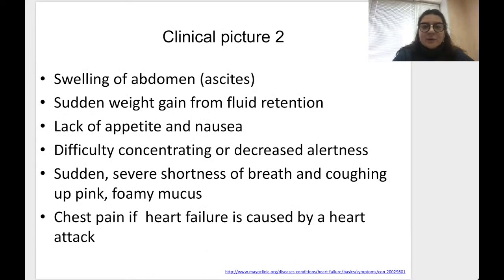Moreover, it can be swelling of the abdomen that we name ascites. It can be sudden weight gain from fluid retention. It can be lack of appetite or nausea, difficulty concentrating or decreased alertness, sudden severe shortness of breath and coughing up pink or foamy mucus. Chest pain if heart failure is caused by heart attack.